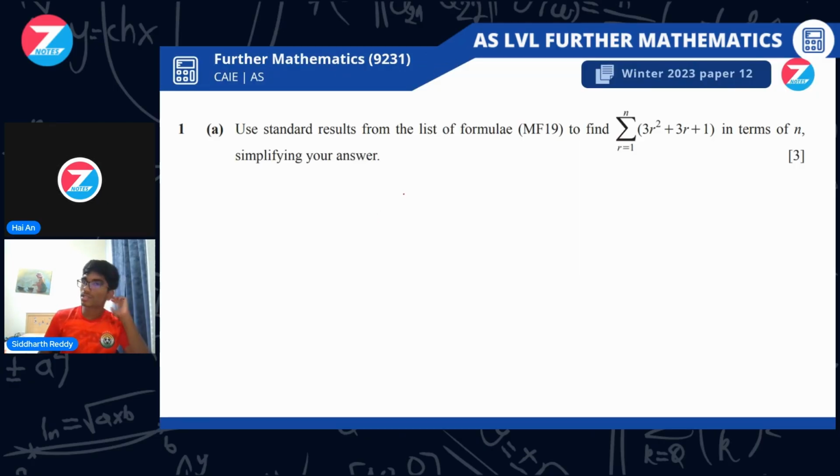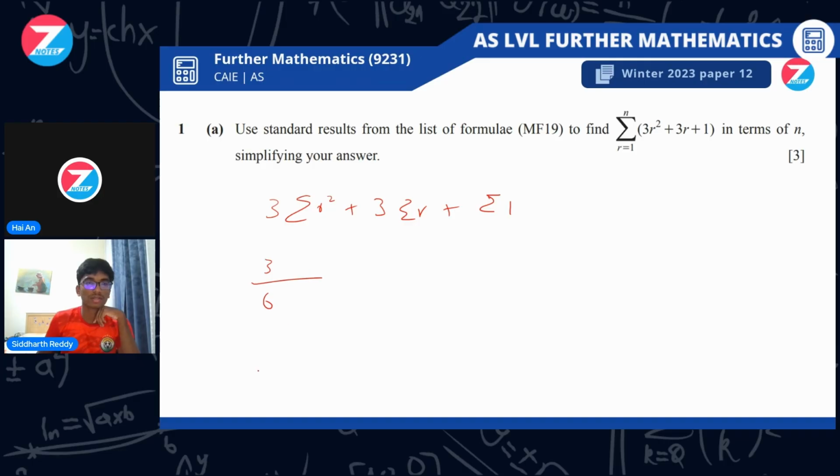Use standard results from the list of formulae to find the summation of 3r squared plus 3r plus 1 in terms of n and simplify your answer. So this is an easy one. This will just be 3 sum of r squared plus 3 sum of r plus the summation of 1, all from 1 to n, but I won't write that since it's just going to take up space.